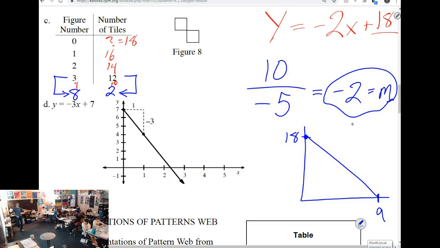Now, that's as simple of a graph as you are able to make, but that's an accurate graph of our situation.